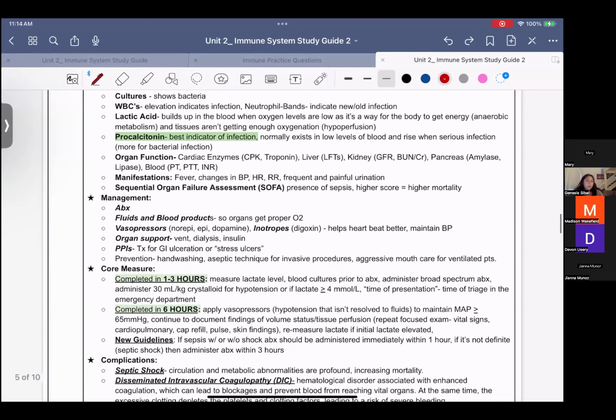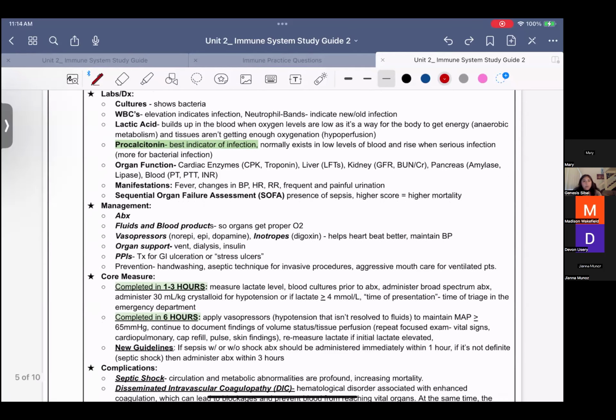For labs and diagnostics, we all know that you should be getting cultures so they can show the bacteria. We all know that white blood cells indicate an infection, but we talked about earlier, those neutrophils are able to detect a new or an older infection depending on if they're the bands. So again, neutrophils are the first white blood cells that go to that site. And then the bands, those are immature cells. So if they keep being made and you see that they're high, then that means there is some type of infection going on recently or previously, just because they're immature, and your body's trying to make new neutrophils as it keeps having this infection.